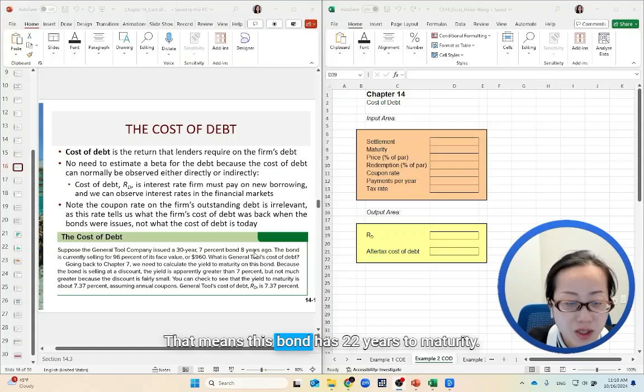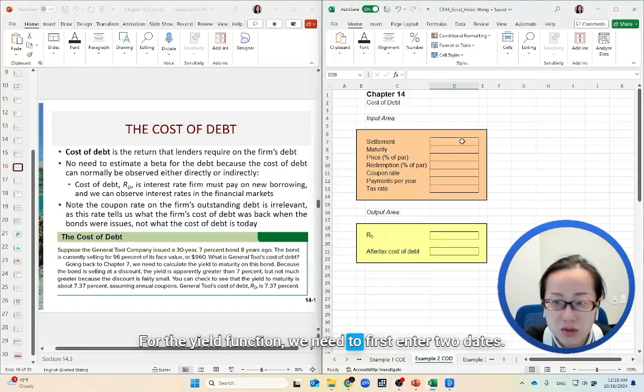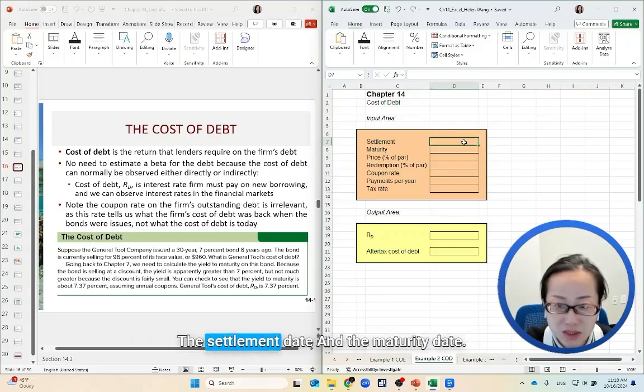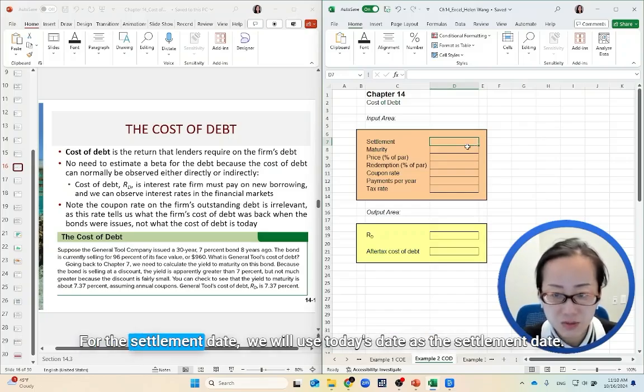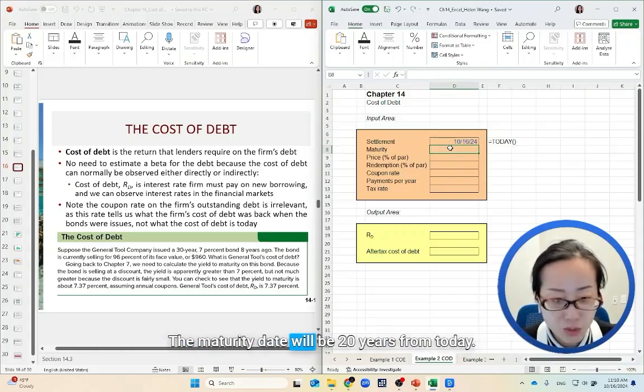That means this bond has 22 years to maturity. The bond is currently selling for 96% of its face value. What is its cost of debt? For the yield function, we need to first enter two dates, the settlement date and the maturity date. For the settlement date, we will use today's date as the settlement date. The maturity date will be 20 years from today.